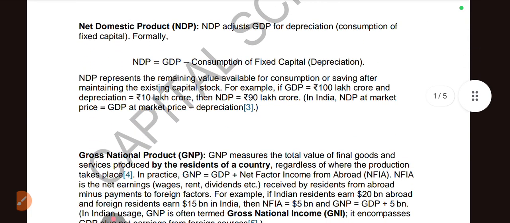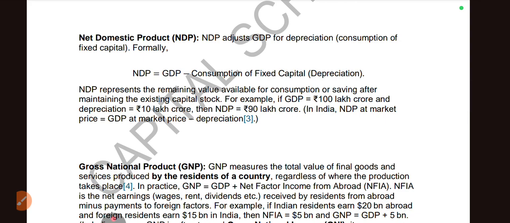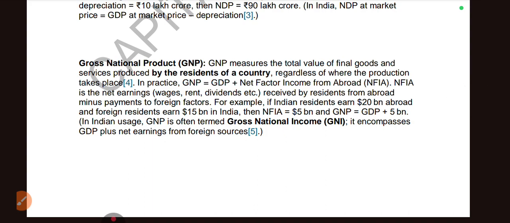And what is NDP? NDP is nothing but net domestic product. NDP means if GDP is 100 rupees, we should minus depreciation. There will be depreciation. NDP represents the remaining value for consumption or saving after maintaining the existing capital stock. For example, if GDP is 100 lakh crore and depreciation is 10 lakh crore, the NDP will be 90 lakh crore, as I explained earlier. This is NDP. Next, move on to gross national product.